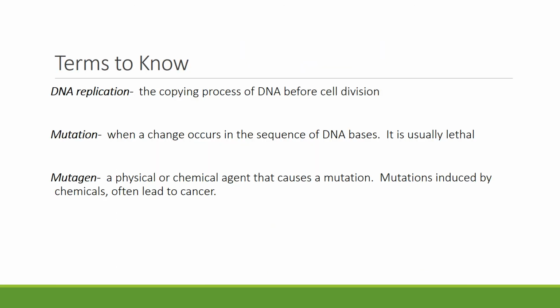Here are a few more important terms to know. DNA replication is the copying process of DNA before cell division. A mutation is when a change occurs in the sequence of DNA bases, and it is usually lethal. And a mutagen is either a physical or a chemical agent that causes a mutation. Mutations induced by chemicals often lead to cancer.